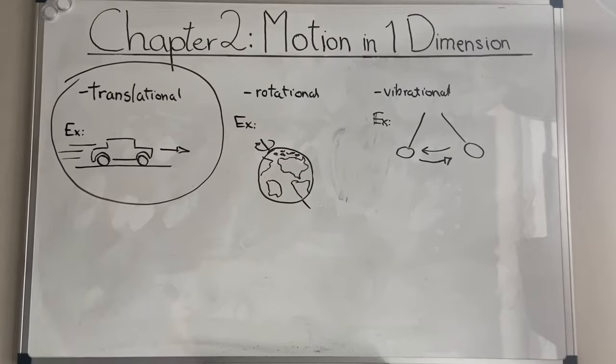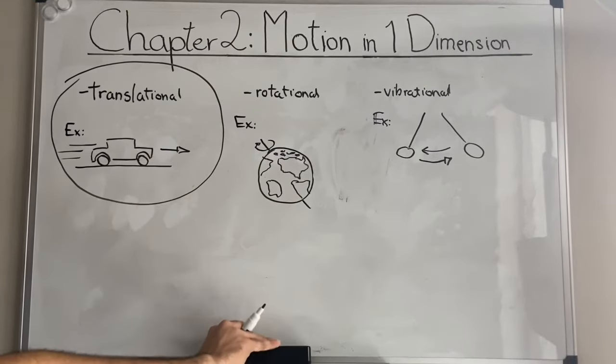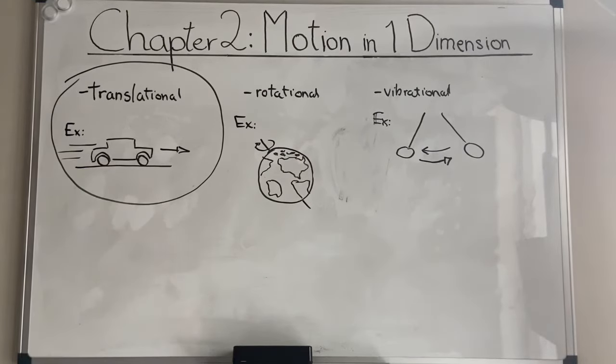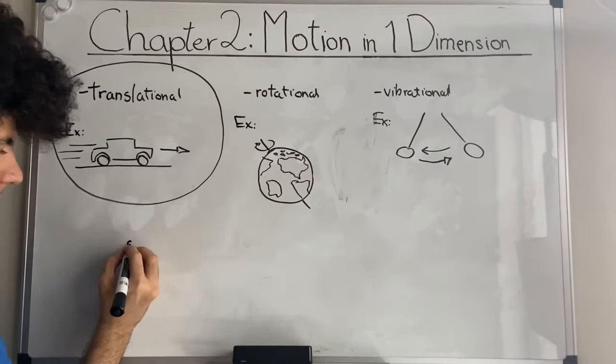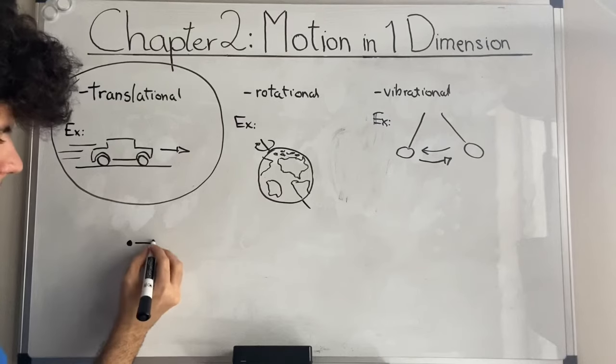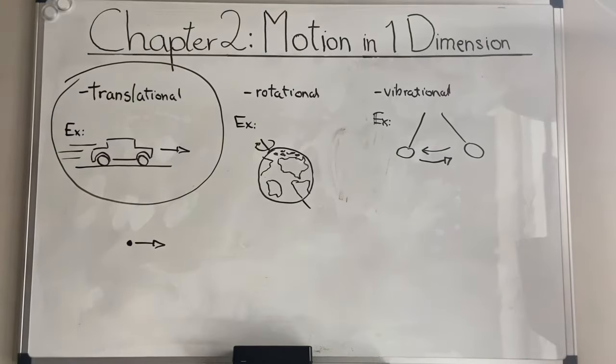In our study of translational motion, we will use what is called the particle model and describe the moving object as a particle regardless of its size. So even though this is a car, we're just going to say that it's a point and it's heading in this direction. Not only will that simplify things, it'll help us avoid considering a lot of details that would make physics very difficult to warm up to. We need to start somewhere.